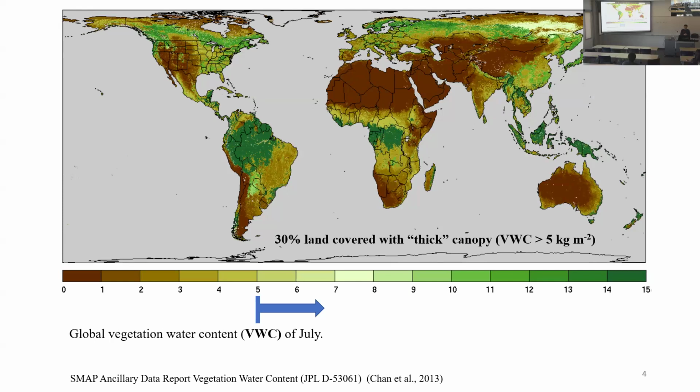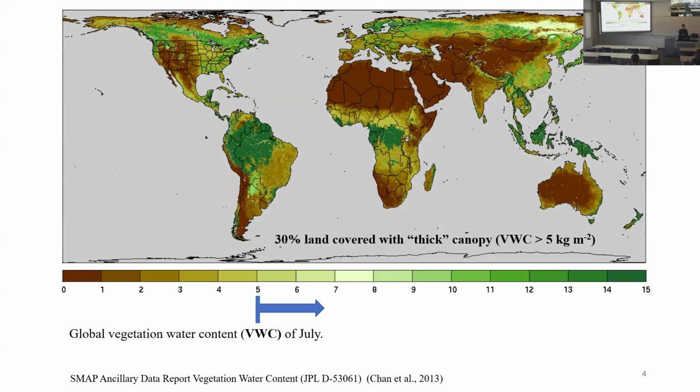So far, they can do the retrieval for so-called thin canopy. Thin canopy means the vegetation water content, how much water is contained in the plant per unit area, which we call the VWC, is no more than 5 kilograms per square meter. If you look at this color bar, if the VWC is greater than 5, it covers a significant portion of the land surface. That area we call thick canopy. For thick canopy, the current retrieval gives an unreliable soil moisture product.